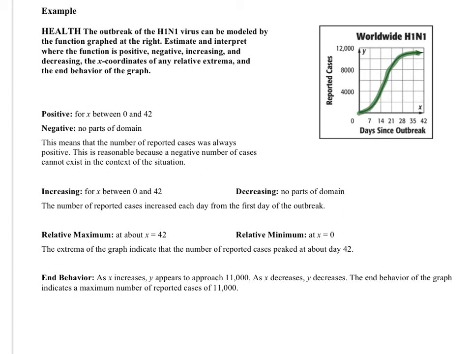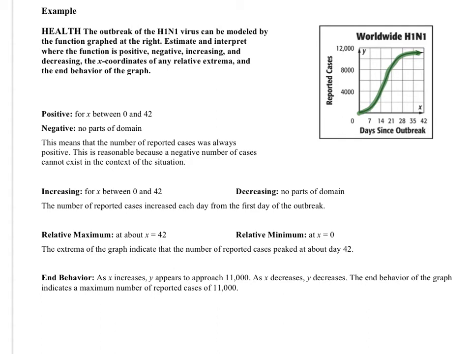Then for the end behavior, as x increases, so as we go from left to right, as the days go on, y appears to approach 11,000. So what they mean there is that it's leveling off, it appears to be. If we had an arrow straight up, we would say it approached infinity. But this graph appears to be leveling out at that point.